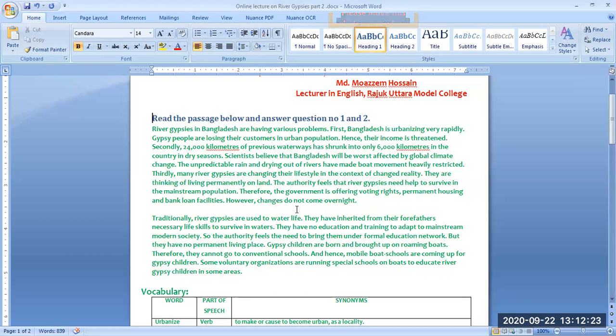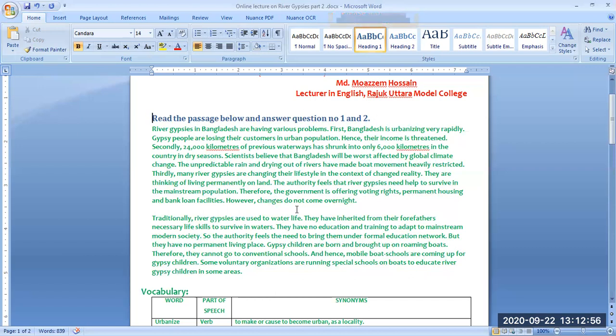However, changes do not come overnight. The change will take time. Traditionally, river gypsies are used to water life. They are habituated to live around water. They have inherited from their forefathers necessary life skill to survive in water. They've learned from their fathers and grandfathers how to live in water and how they can survive in this water. Water means rivers here, mainly rivers, or maybe canal or like this.